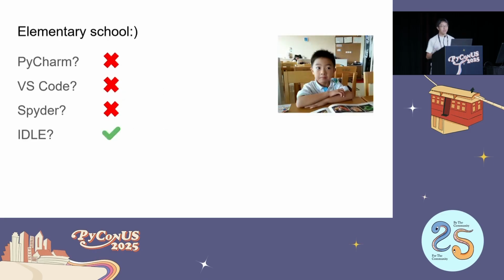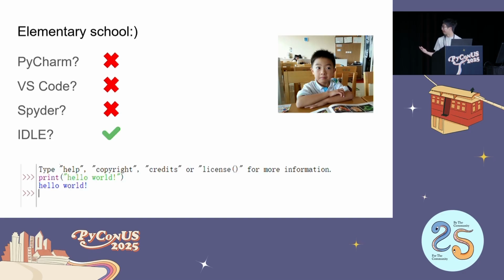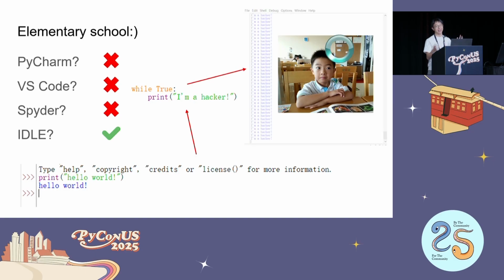So my story started from elementary school, at which I wrote my first Python program at 9 years old. So I searched up what's the coolest language in the world, and I found Python, and of course I knew nothing, so I used IDLE instead of all those cool IDEs. And I wrote my first crazy infinite loop, which is while True, print I'm a hacker. At that time, I thought I was a real hacker because I broke my mom's laptop, and she almost killed me. She was so mad at me.